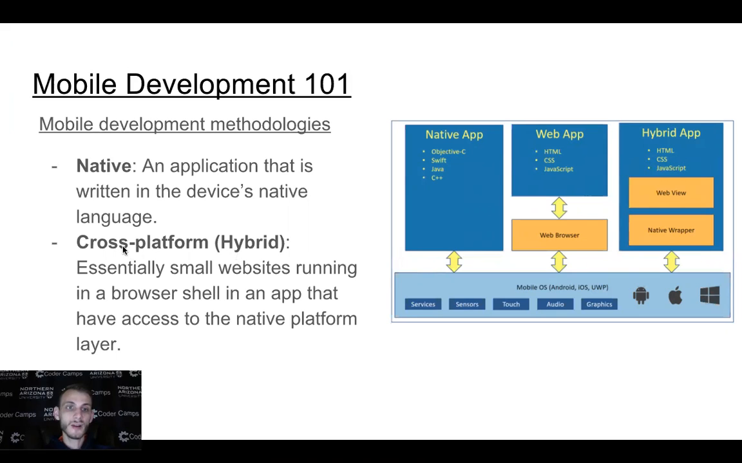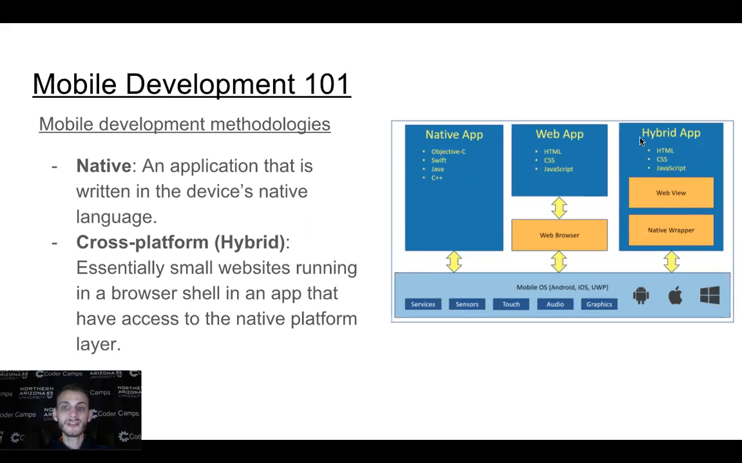So there is the other kind of mobile development called hybrid development, okay? This is where we can run our app in a browser shell that has access to the native platform layer. As you can see over here in the diagram to the right, it looks very similar to our web app, except we are deploying it to these three platforms. Essentially, we're just using the knowledge and skills we already have from front-end development, HTML, CSS, JavaScript, and we're wrapping them in this native wrapper here.